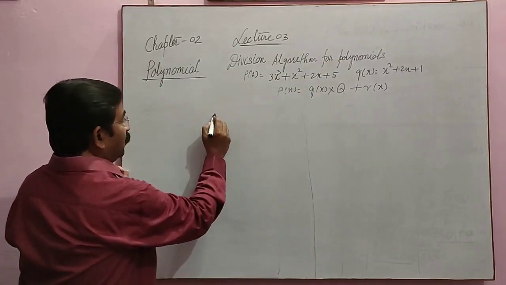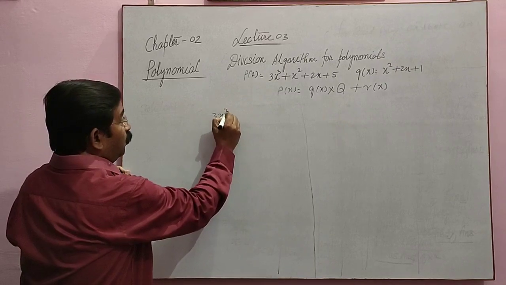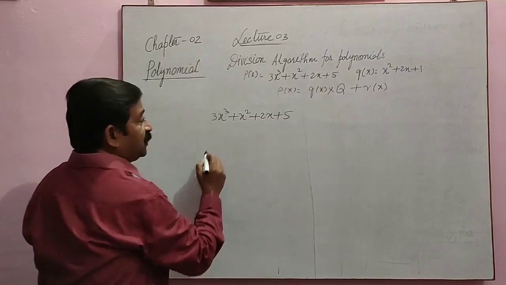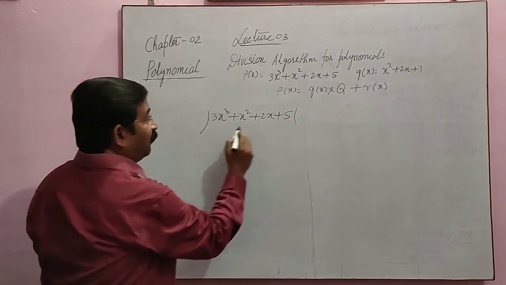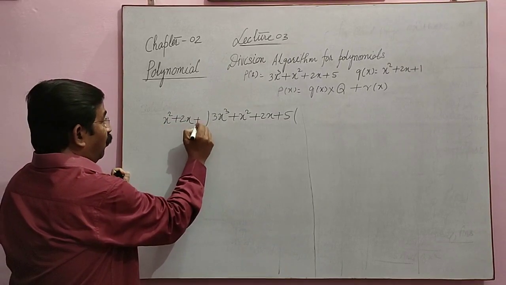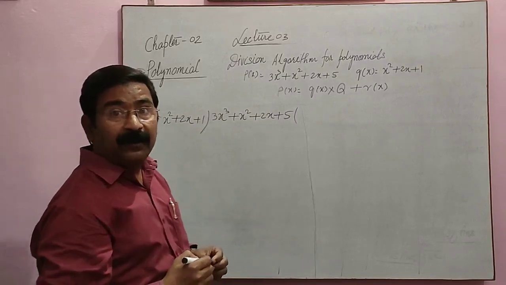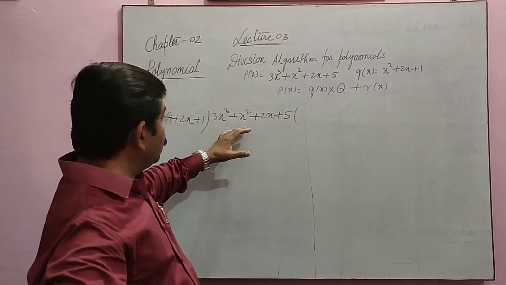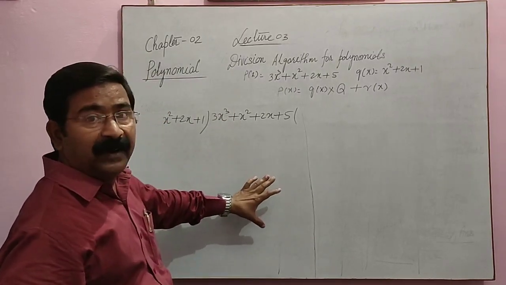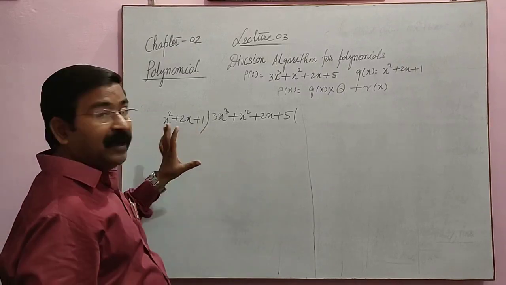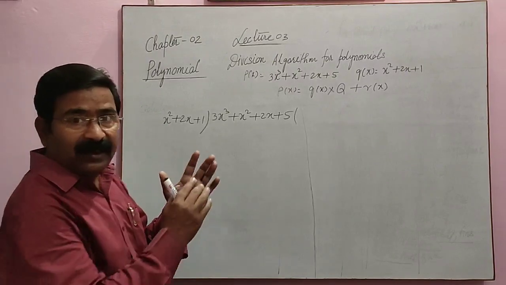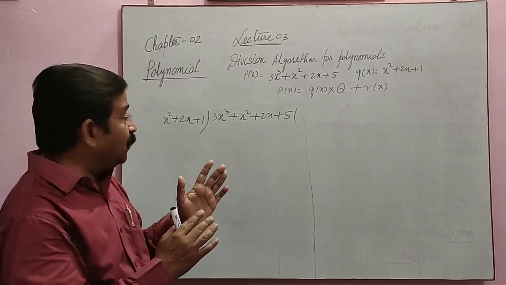This p(x) is the dividend. So we are going to divide 3x cube plus x square plus 2x plus 5, the dividend, by the divisor x square plus 2x plus 1. What is the method of division? We continue the process of division until the degree of the remainder is less than the degree of the divisor. You have to keep that in mind. It has been taught in class 8 and class 9, so you are aware of the method.